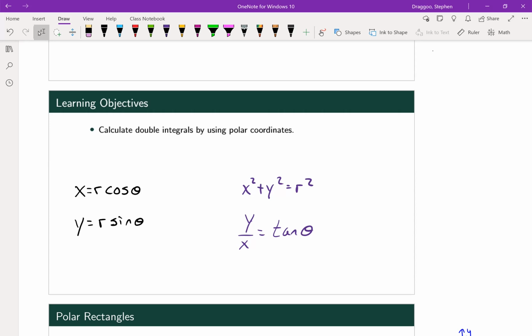So the easiest are just x equals r cosine theta and y equals r sine theta. But we'll probably also want to be using the other two equations as well, which are x squared plus y squared is equal to r squared, and also y over x is equal to tangent theta.